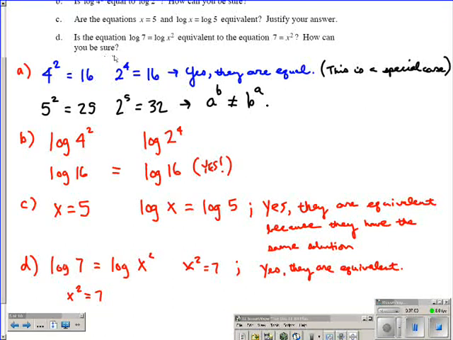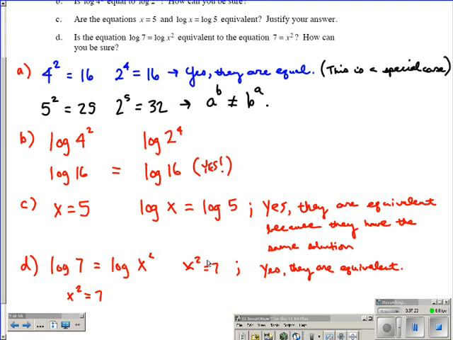Now, this one asks, how can we be sure? How can we be sure that those are equivalent to each other? Well, we could figure out our value of x. If we have x squared equals 7, that means that the value of x is going to have to be the square root of 7.